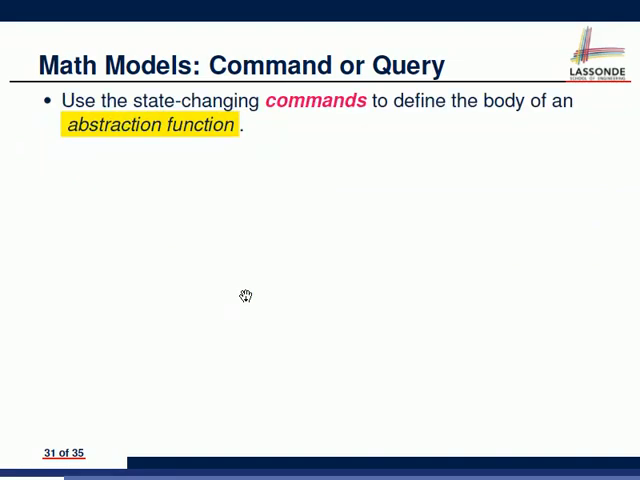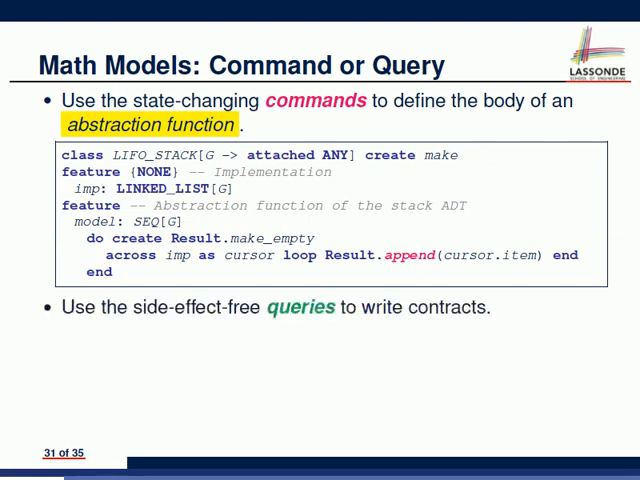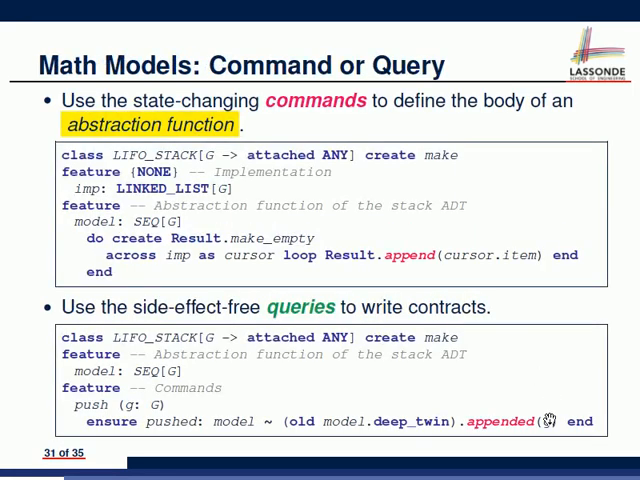This is the rule for you to follow. You want to use the commands when you define your abstraction function. For example, you can see over here that append is the command version in the mathematical sequence. On the other hand, when you write contracts, use the query version. In this case, you will see you have appended over here. Appended and append are counterparts of each other. It's just that append changes the current object of the sequence. You cannot use any command in the contracts because they don't return anything, so you're going to use the query version.